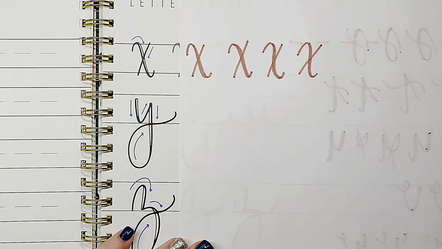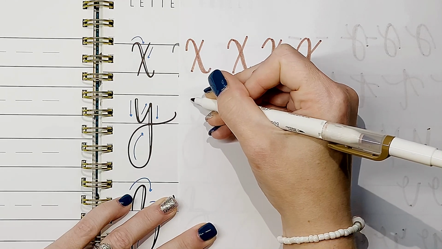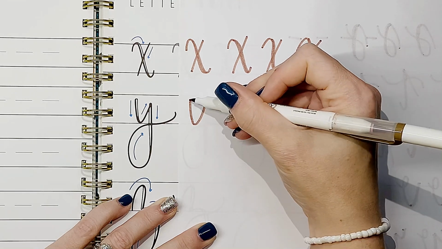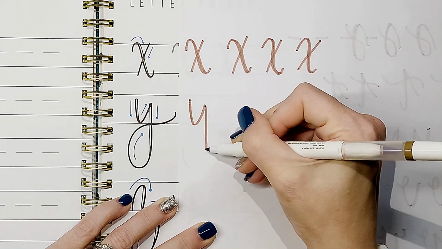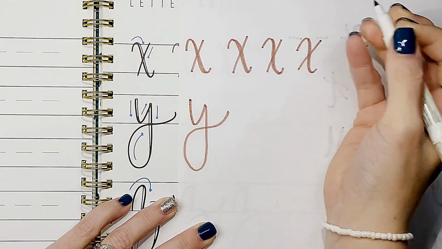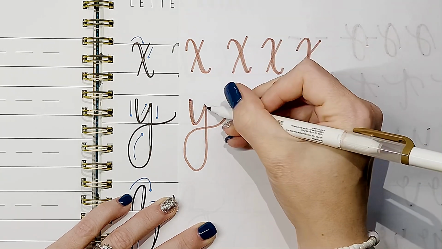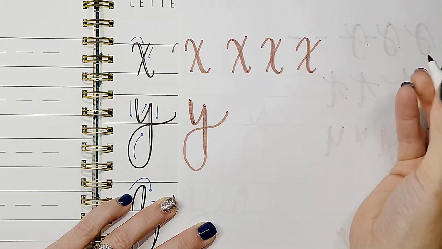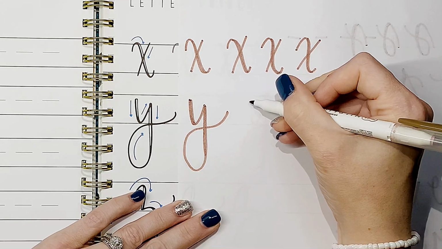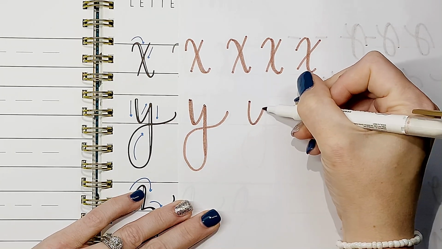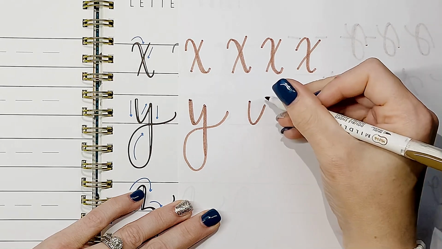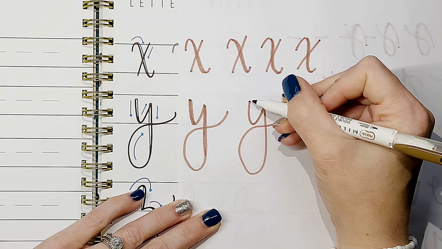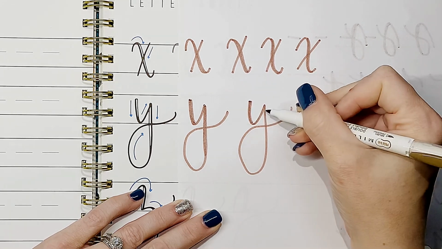Now we're going to do Y. We're going to start around here, go down to the bottom line and up just below this one. Big old curly. Then the brush strokes. All right. Start here, down to the bottom. Stop just a little below your starting point. Big swoop. And brush strokes.